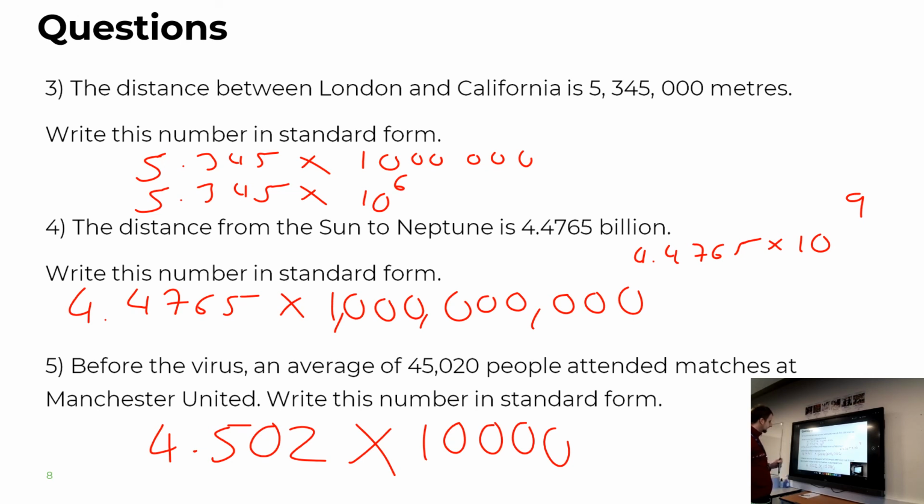So let's write it in standard form. So this is going to be 4.502 times 10. And how many zeros are there? There are 4 zeros. So 10 raised to 4.